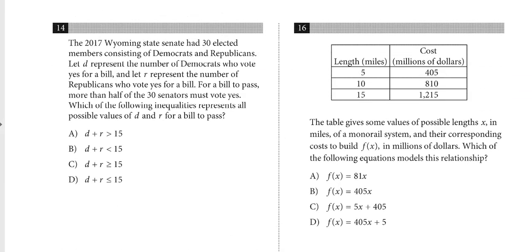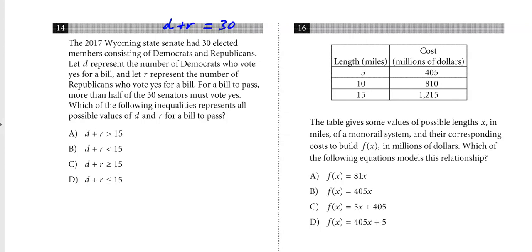All right, sneaking on down to number 14. So we need to construct a model for this story problem, and it's inequalities. They all look the same. It's all D plus R, it's all 15. We just got to realize what inequality we're looking for. So that's the big piece here. So it says Wyoming State Senate had 30 members consisting of Democrats and Republicans. So we know that when we add these two together, D plus R, it has to equal 30.